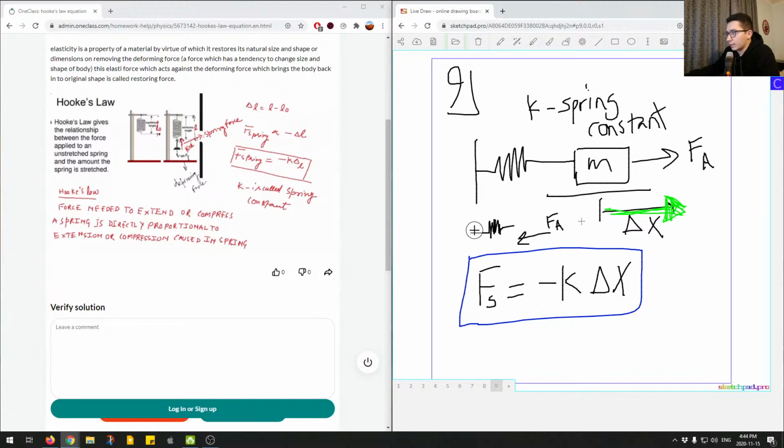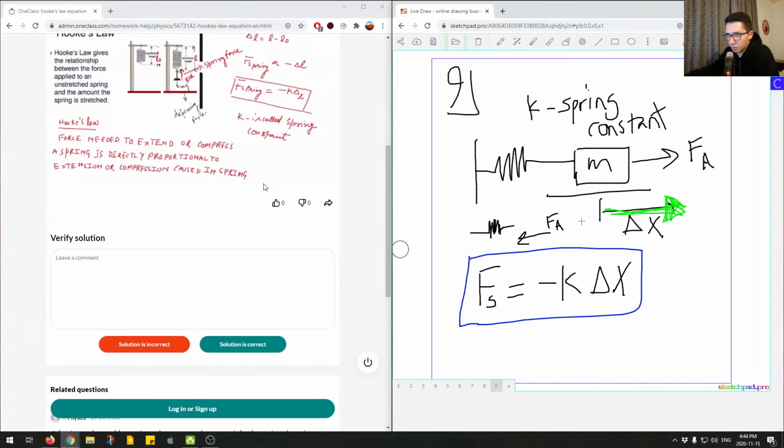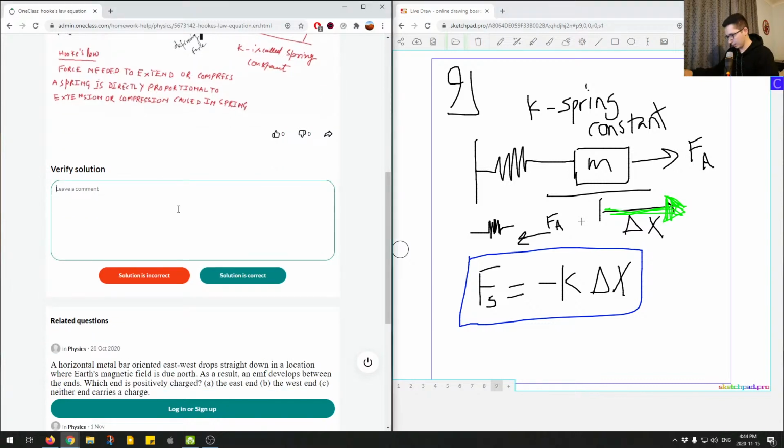So if we had some spring constant and a delta x, we can calculate the spring force, and if we're given, let's say, spring force and the delta x, we can calculate the spring constant, and so on. So this will depend on what the question is giving you, which values are given, and you can just plug these in and manipulate the equation to get the answer.